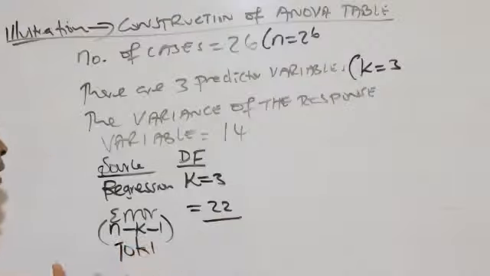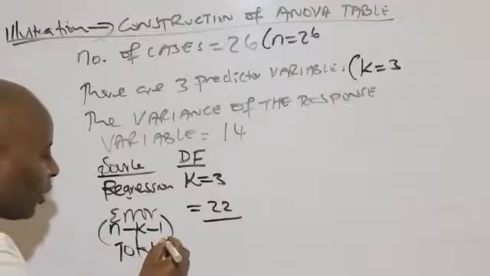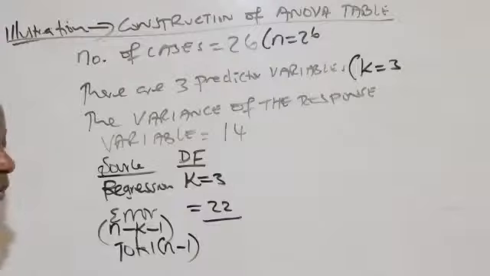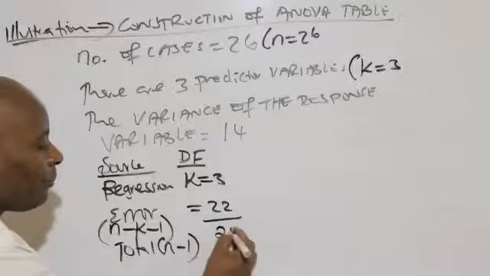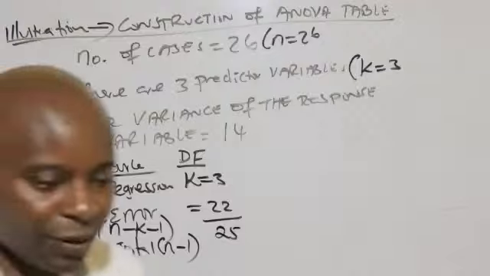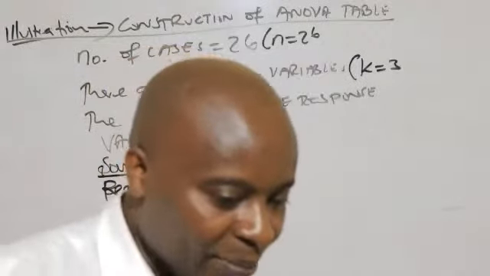And lastly, we have the total. To get the total degrees of freedom, we normally take n minus 1. N in this case is 26, so 26 minus 1 gives us 25.